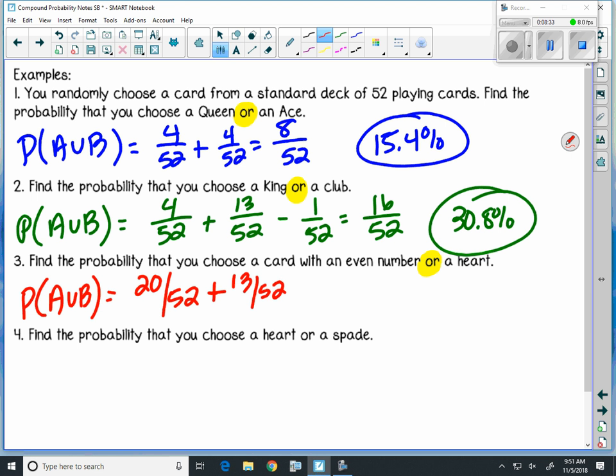Now, our overlap. How many even numbers are a heart? How many hearts are an even number? 2, 4, 6, 8, 10. Correct? 5. So to subtract that overlap from our total, let's see, 33 minus 5, 28 out of 52. Yeah, that's right. Almost half, a little over. 53.8%.